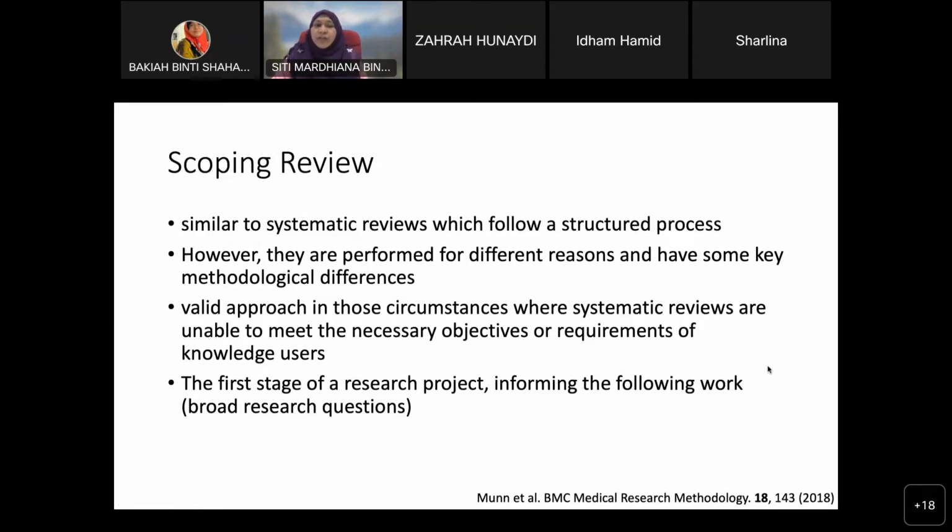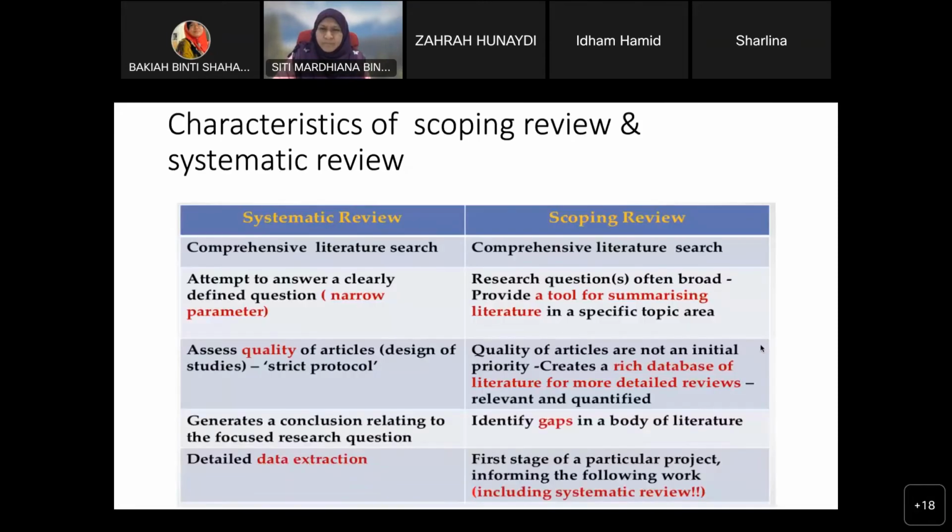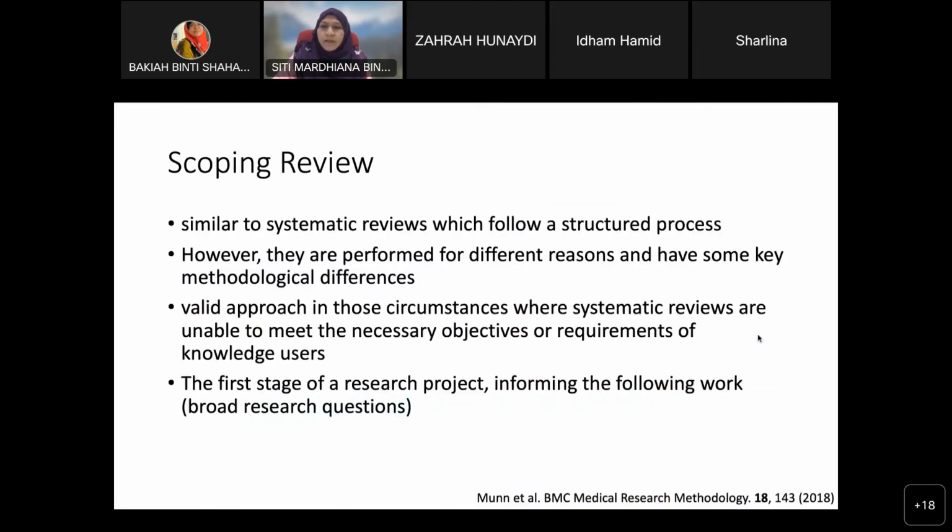And usually, scoping review is done as the first stage of a research project, informing the following work.